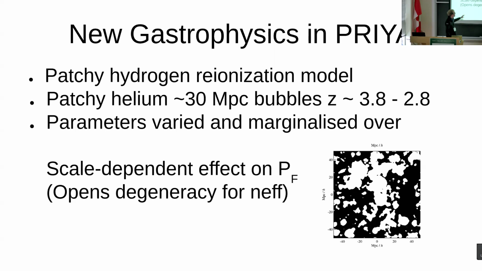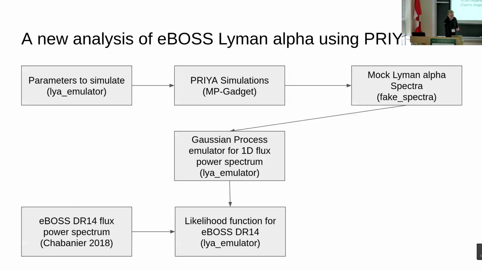But you should be a little bit afraid because it turns out that the parameters of the helium model are degenerate with the primordial power spectrum slope that we hope to measure and open up the error bars quite considerably.